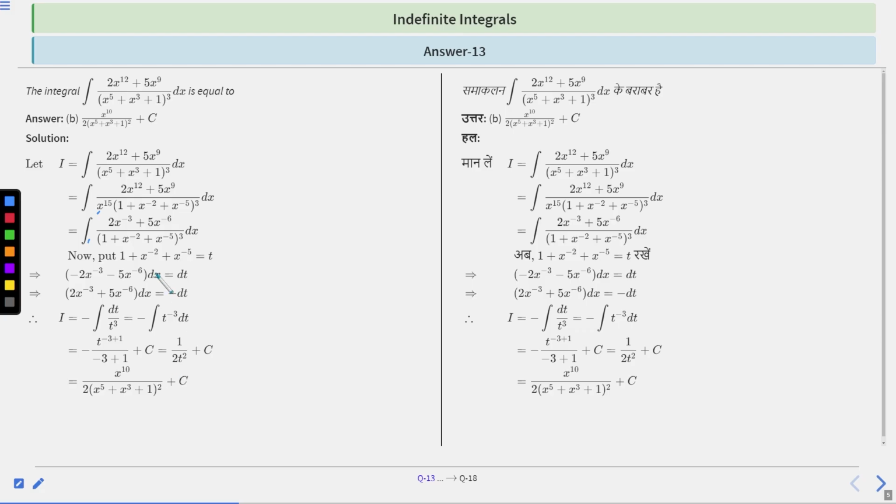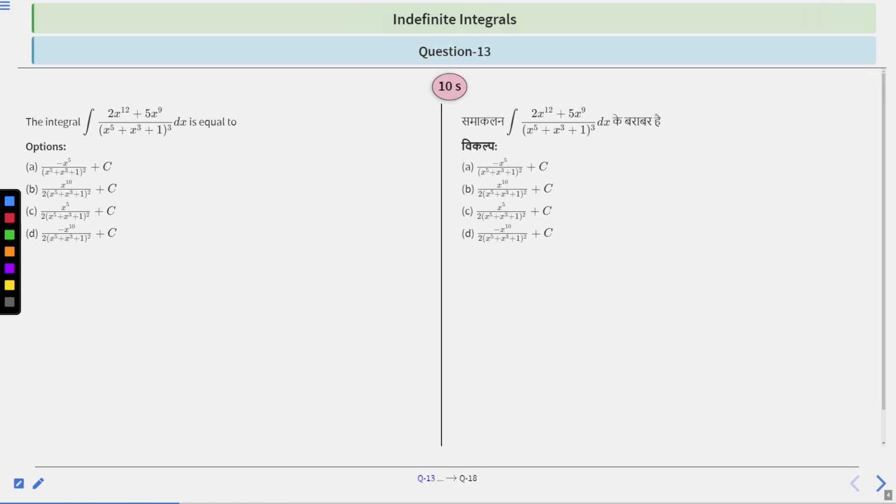Let's put t again as 1 plus x to the power minus 2 plus x to the power minus 5, so that you will get I is equal to x to the power 10 upon 2 into x to the power 5 plus x cube plus 1 whole square plus c, right? Therefore, I will be this expression, right? So I think option B is the right choice. B is the right choice. Got it?